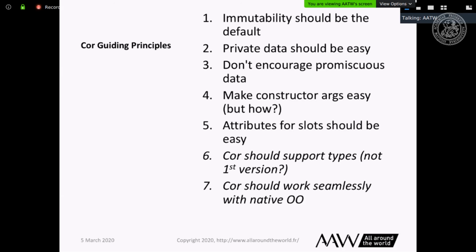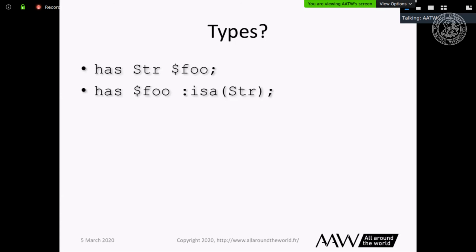So these last two core guiding principles don't really fit anything that I said before, but I wanted to put those in there. Core needs to support types. We don't know if it'll be in the first version, and it should work seamlessly with native OO. So if you want to inherit from an existing class, but write your new code in core, that's fine. And types, I won't get into them right now. We're running low on time.